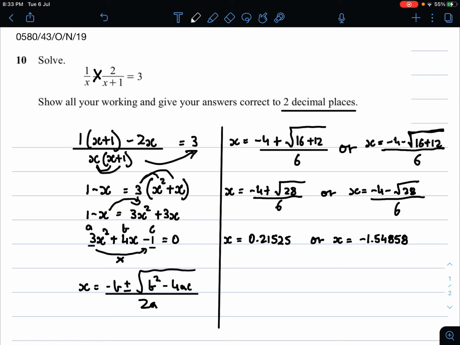Now since you have to round off to 2 decimal places, as they've stated in the question, your final answers will be x is equal to 0.22, because this 5 will round off the 1 to the next number. So x is equal to 0.22 as one of your answers, or x is equal to negative 1.55. So this 8, because it's greater than or equal to 5, rounds off the 4 to the next number, which is 5. So therefore these two will be our final answers for question 10.